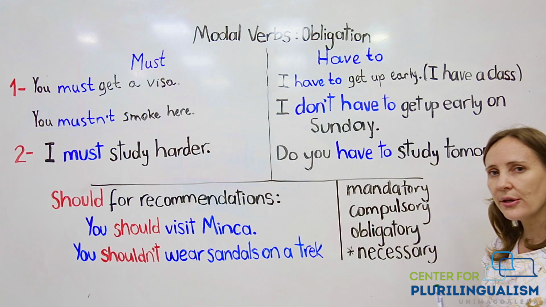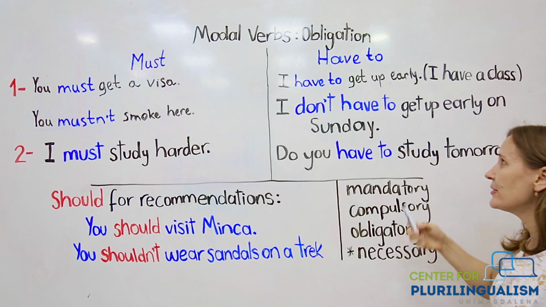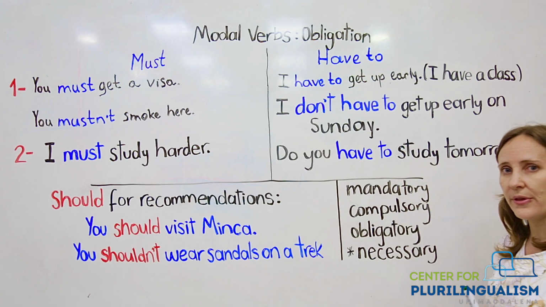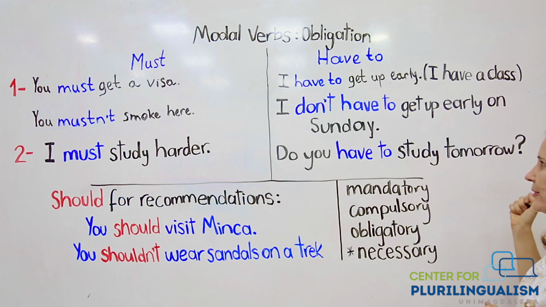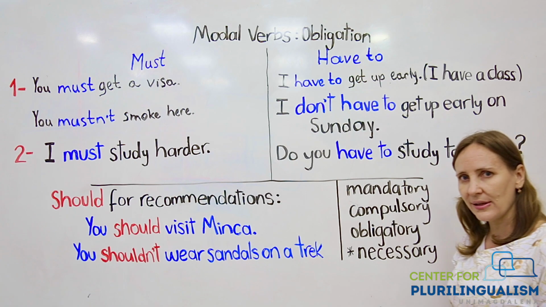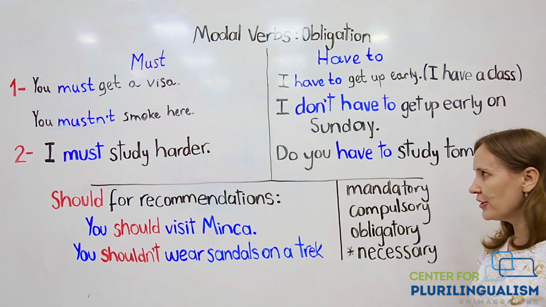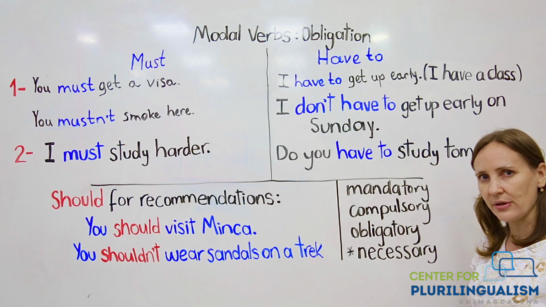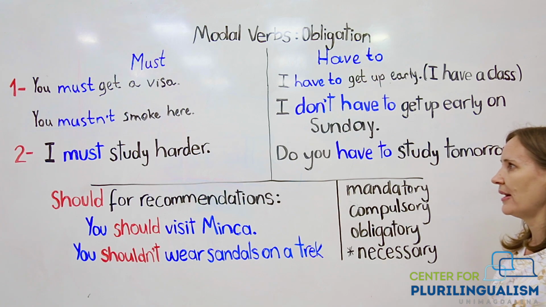And when there is no obligation, when something is not necessary, you will use the negative form of the verb have to. Let's look at this example. I don't have to get up early on Sunday. I don't have classes. I mean, you can get up early on Sunday. It's not forbidden, it's not a prohibition, but there is no need. It's not necessary because you don't have a class.